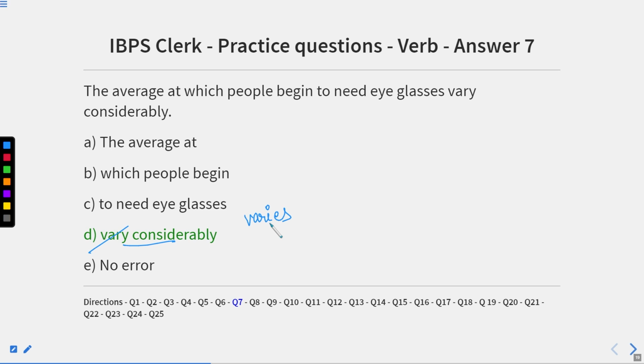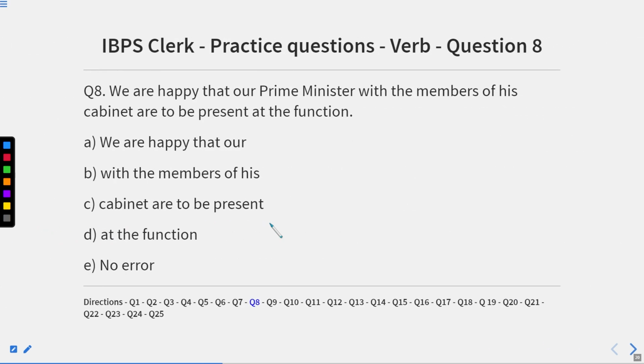Now let us move to the next one. Now this one is question number 8. We are happy that our Prime Minister with the members of his cabinet are to be present at the function.